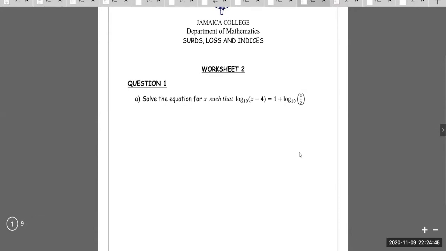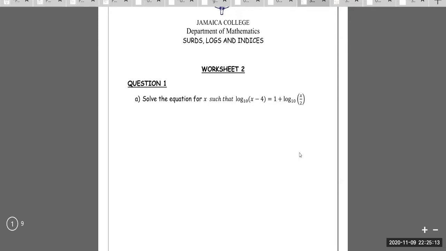So these are past paper questions of CAPE Math from 1998 coming up. All right. So here this question says: solve the equation for x such that log to base 10 of (x minus 4) is equal to 1 plus log to base 10 of (x over 2). Now, how do you think we would go about solving this equation?